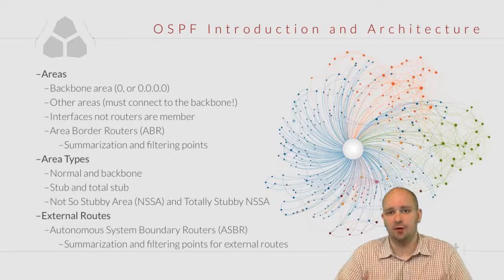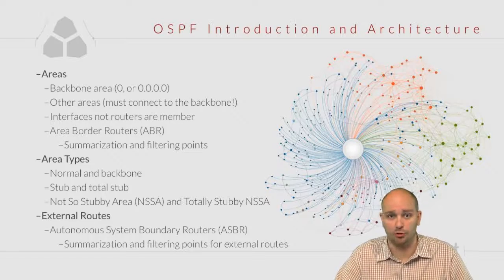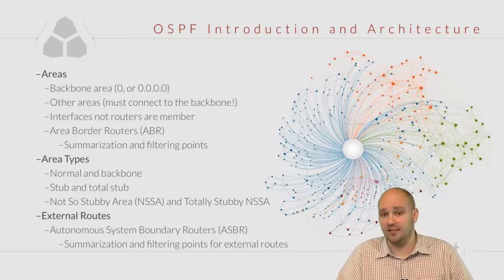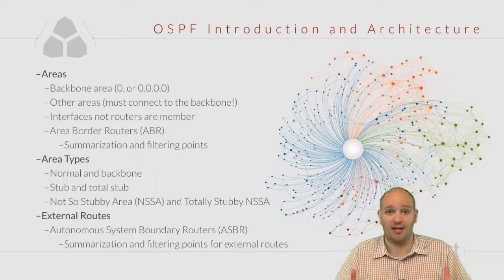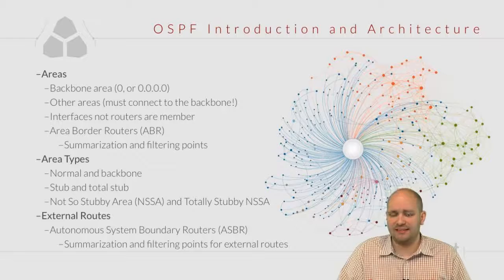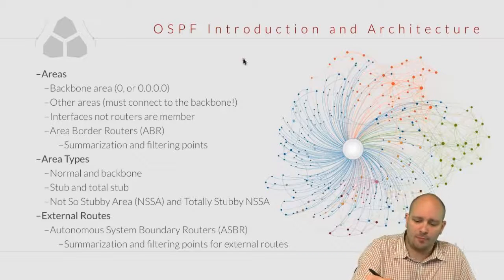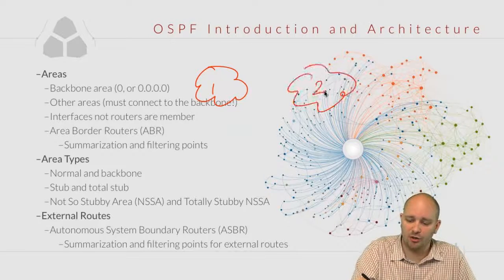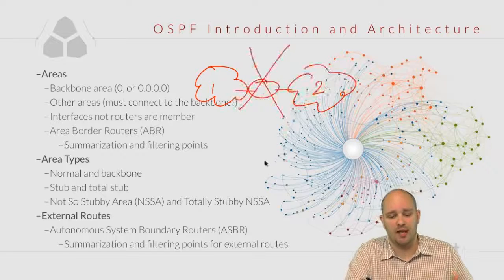Like for example, instead of calling area 1, we can call it area 0.0.0.1 because it is a 32-bit identifier that can be represented in a dotted decimal format, just like an IP address, but remember, it's not an IP address. All areas must connect to the backbone area. That means that if I have some routers in area 1 and some routers in area 2, I cannot connect these areas directly with the router. This is not a legitimate configuration in OSPF.